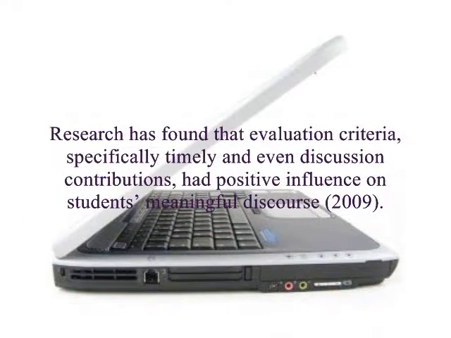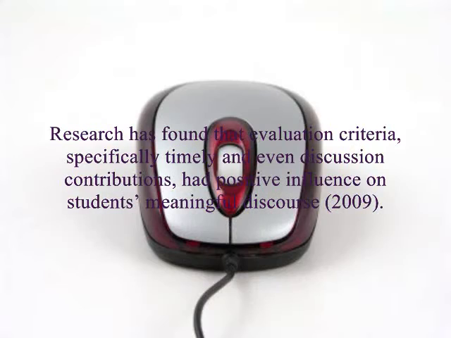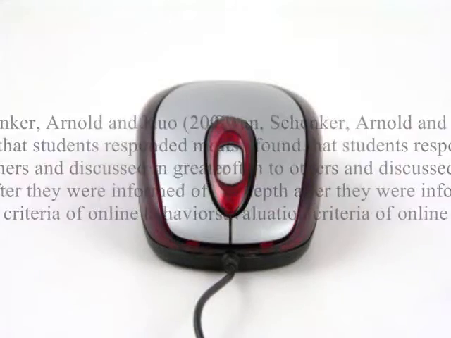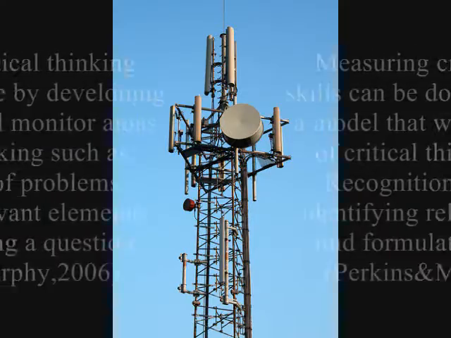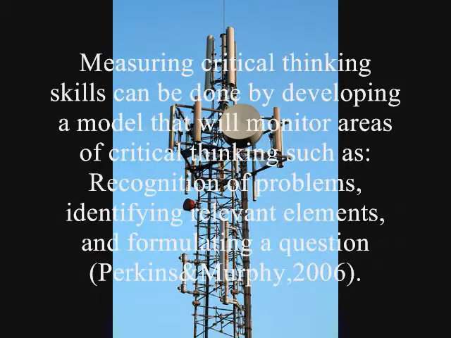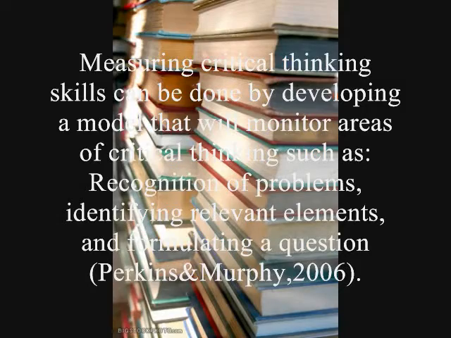Research has found that evaluation criteria, specifically timely and even discussion contributions, had positive influences on students' meaningful discourse. Schwann, Schnecker, Arnold, and Quao's 2007 study also found that students responded more often to others and discussed in greater depth after they were informed of evaluation criteria of online behaviors. Measuring critical thinking skills can be done by developing a model that will monitor areas of critical thinking, such as recognition of problems, identifying relevant elements, and formulating a question.